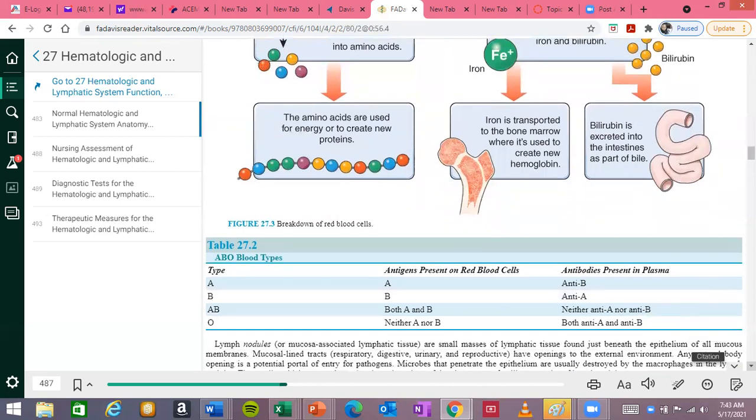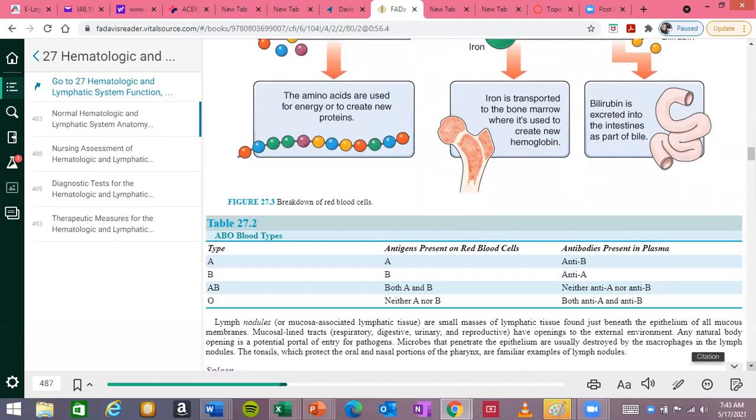And this particular box is important, that you all learn the information that's in this box. It's talking about the different blood types, how you have to know the compatibility of the different blood types. And with the different blood types, you have individuals who have type A blood, individuals who have type B blood, individuals who have type AB blood, and individuals who have type O blood.